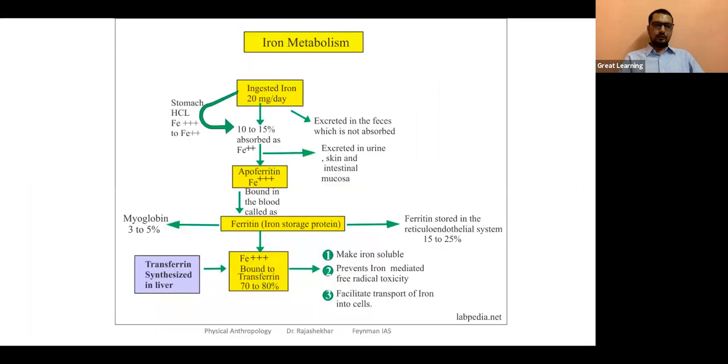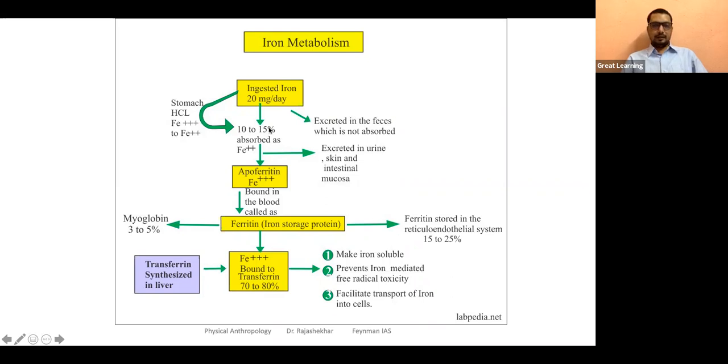In this flowchart also, you don't have to worry about the specifics. The overall idea is important here. So we eat enough iron. We ingest iron, almost 20 milligrams per day. They say some of it enters into the body, and some of it gets excreted.